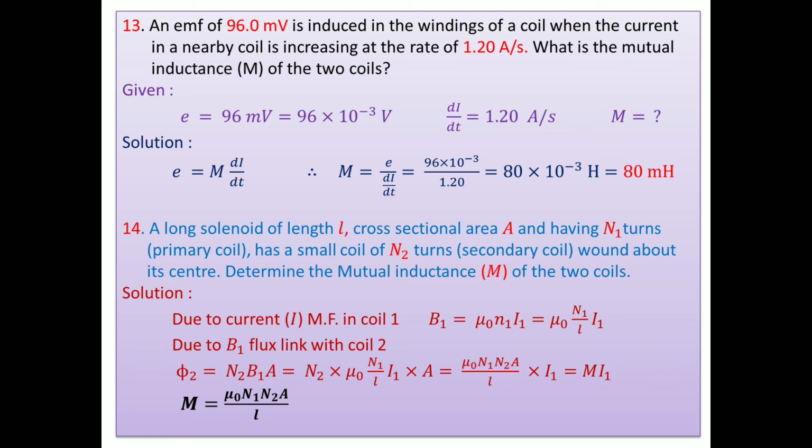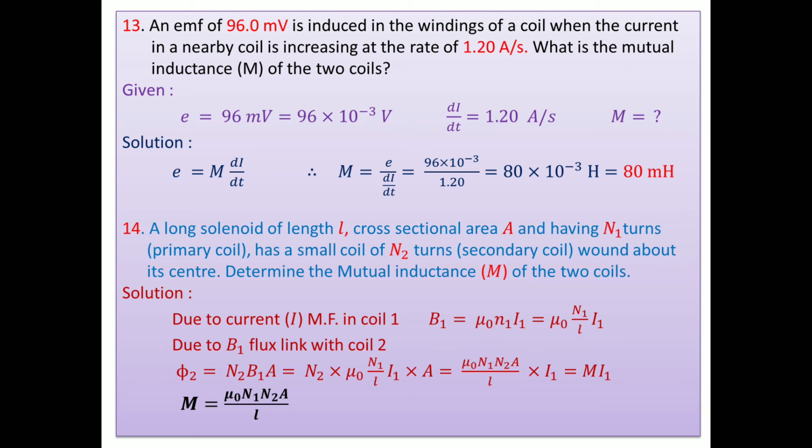So directly the same problem is there. E equal to M di by dt, but you have to calculate the mutual inductance. That's why you can take here M equal to E upon di by dt. But here E is 96 into 10 raised to minus 3 and di by dt is 1.20, and after calculation it is 80 into 10 raised to minus 3 or 80 millihenry. This is your answer.